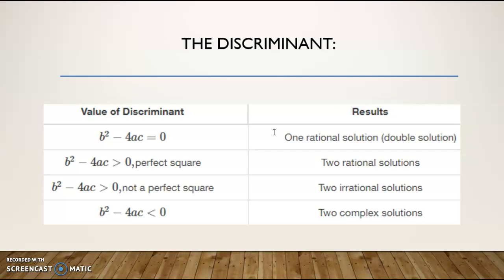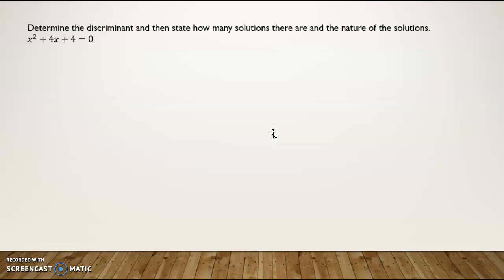If it comes out to be greater than 0 and it's a perfect square, we have two rational solutions. If it's greater than 0 and it's not a perfect square, two irrational solutions. And if it's less than 0, we have two complex solutions. So let's look at this right here, and we'll identify A, B, C.